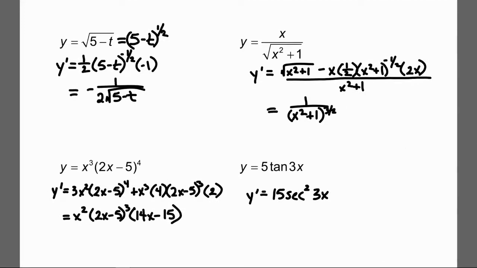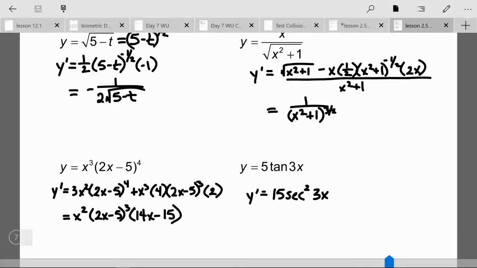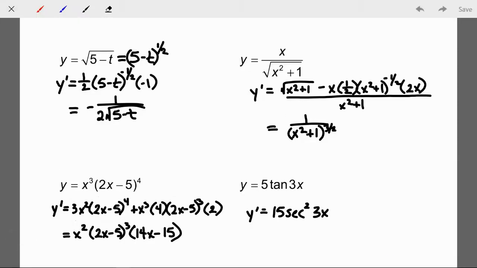All right, on the next page here, you start to see some of the algebra that happens with these. For this first one, square root of 5 minus t, the easy thing to forget about this, when you do your chain rule, notice I wrote it as 5 minus t to the 1/2 power. Don't forget, after you do your power rule, that's the derivative of the inside. The derivative of the 5 minus t is -1.